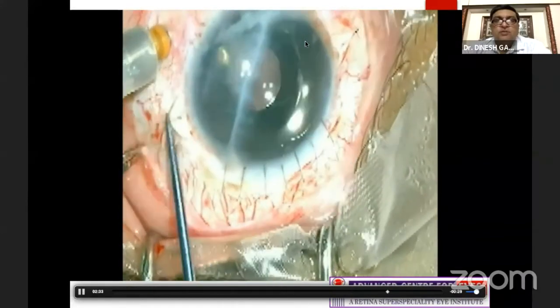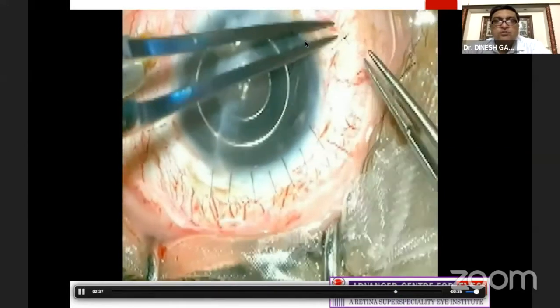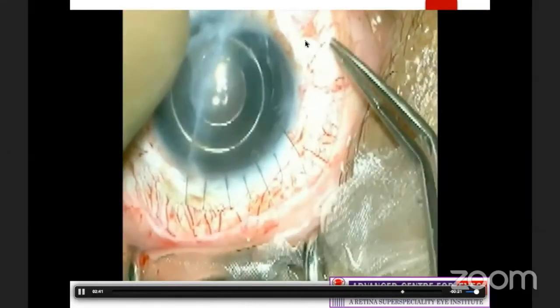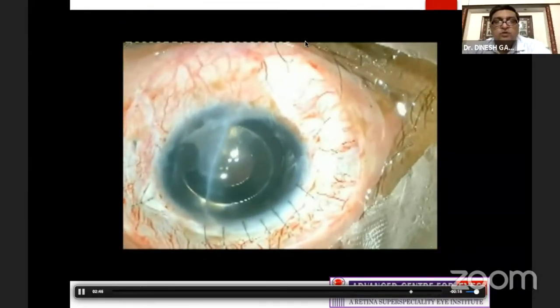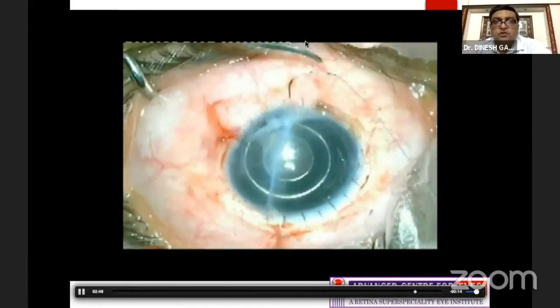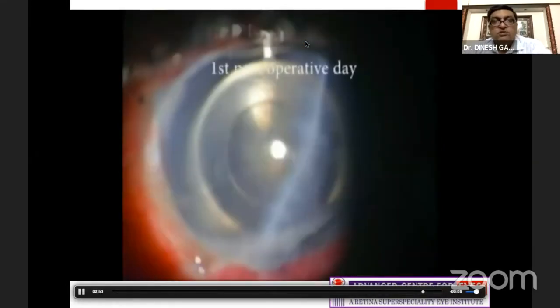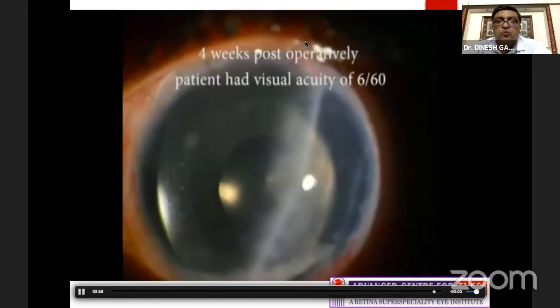And the intraocular pressure is maintained throughout the surgery because of the pars plana cannula. Pars plana cannula is inserted at the beginning of the surgery and removed at the end. And the conjunctiva is stitched. So this is the first post-op day photograph, and 2 weeks visual acuity was 5/60, which later improved to 6/12 with correction.